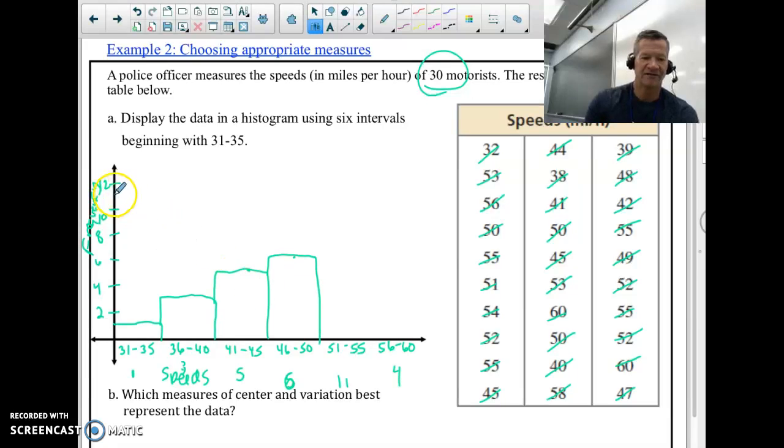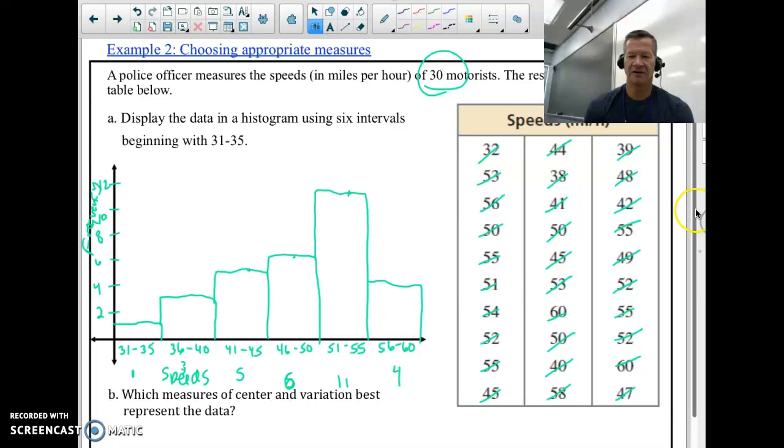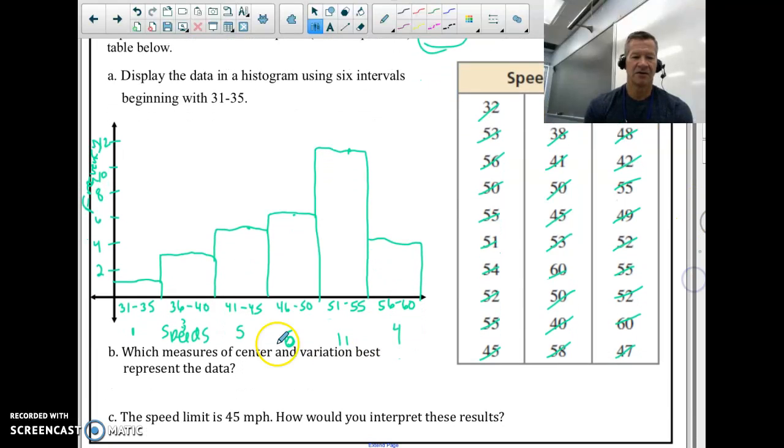from 51 to 55. So way up here, that went way up. So we had a lot of folks in that area. You start to get a feel for what the shape of the distribution is. And then there were only 4 from 56 to 60. Okay, so there we go. There is our histogram. Now, which measure of center and variation best represent the data?